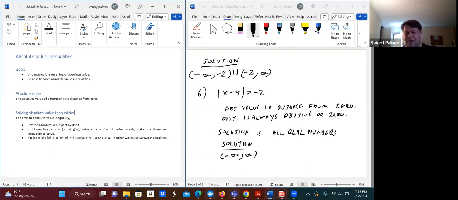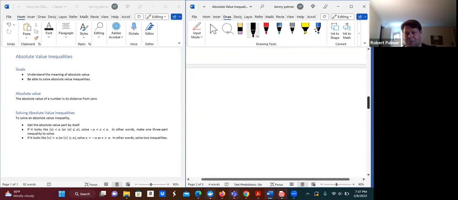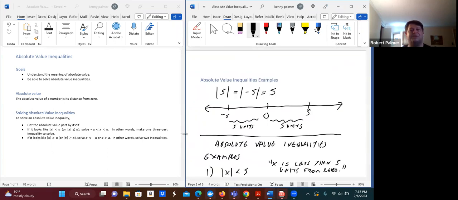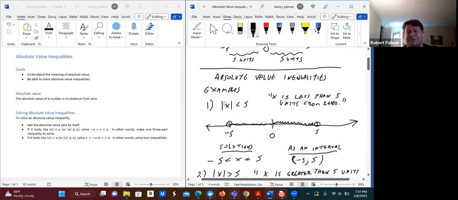Okay. Let's recap what we've learned. We reviewed what absolute value meant as the distance from zero, either positive or zero. We took a look at two different cases where you have what are called absolute value inequalities, where the x or your unknown variable is inside the absolute value.